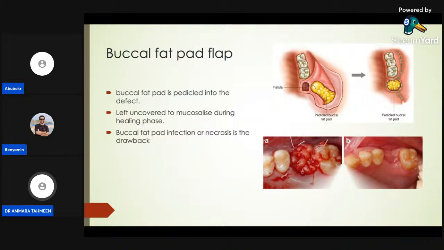So as you can see in the clinical picture, this is how the buccal fat pad looks clinically, and after the healing phase, this is how it is. So it goes on shrinking during the healing phase. Once it has shrunken, the mucosa overgrows the buccal fat pad by creeping substitution. It substitutes the buccal fat pad, and epithelialization overtakes here. So this is how it beautifully closes the defect.